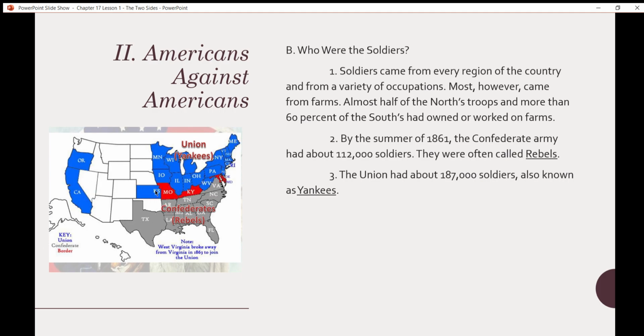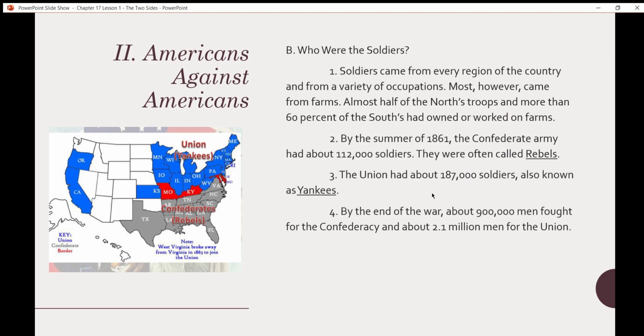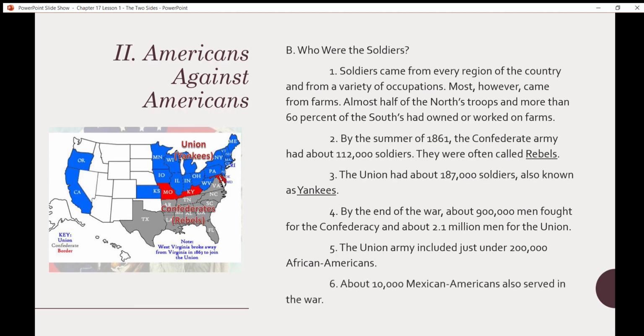And you have here in this little key the border states along that 36°30' line in between the Union and the Confederacy. By the end of the war, about 900,000 men had fought for the Confederacy, and a whopping 2.1 million men for the Union. The Union Army included just under 200,000 African Americans. In addition to that, there were actually about 10,000 Mexican Americans who also served in the war.